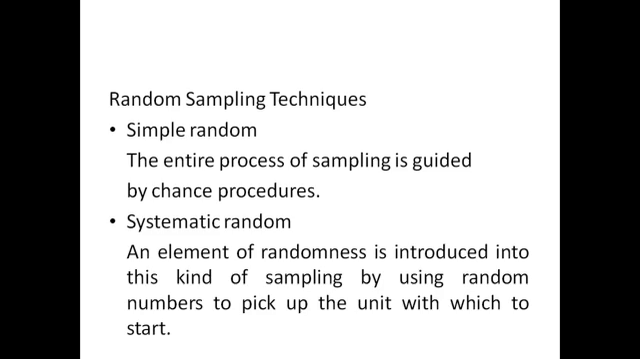For instance, if a 4% sample is desired, the first item would be selected randomly from the first 25 and thereafter every 25th item would automatically be included in the sample. Thus, in systematic sampling, only the first unit is selected randomly and the remaining units of the sample are selected at fixed intervals. Although a systematic sample is not a random sample in the strict sense of the term, it is often considered reasonable to treat a systematic sample as if it were a random sample.